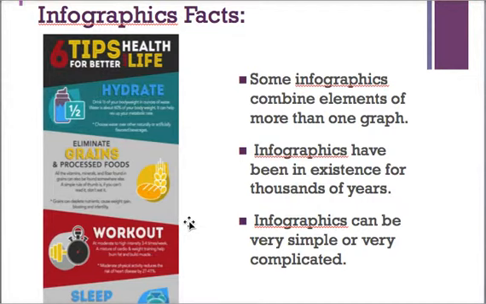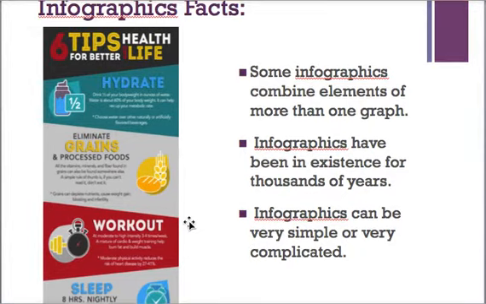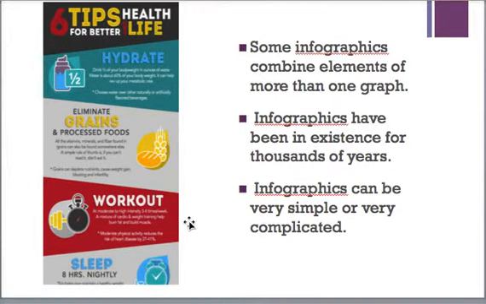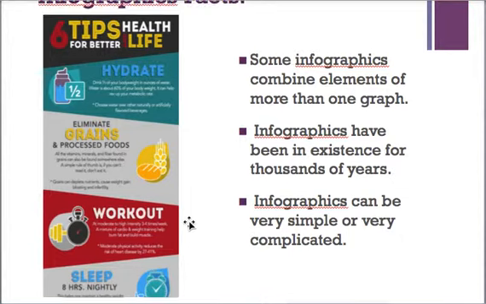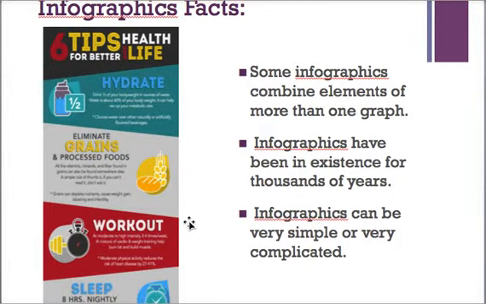Six health tips for a better life. So it says to hydrate, eliminate grains and processed foods, work out, sleep 8 hours nightly, and it must have cut off the bottom. But anyway, it gives you the tips in bold and then a few facts about each tip underneath it. But it gives pictures, so it makes it interesting to look at.